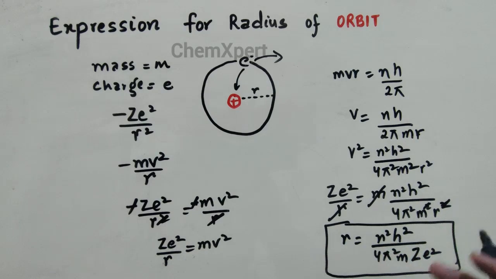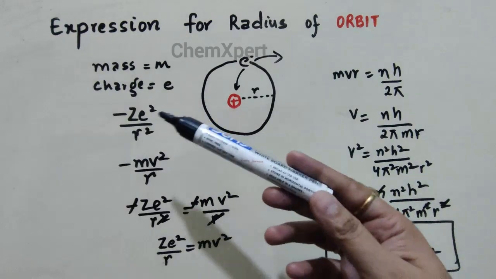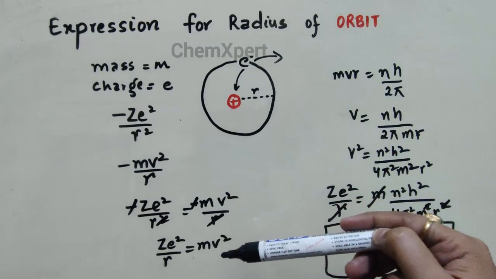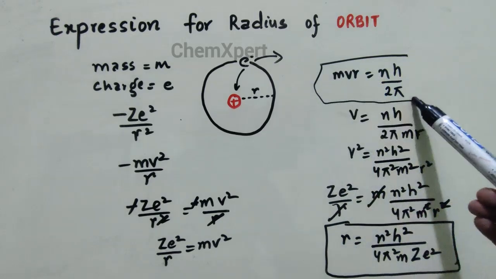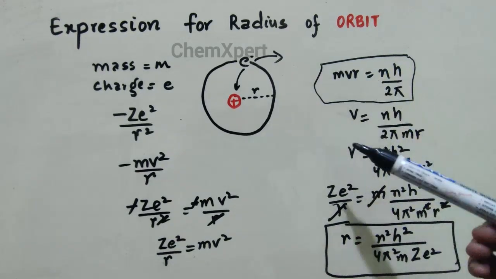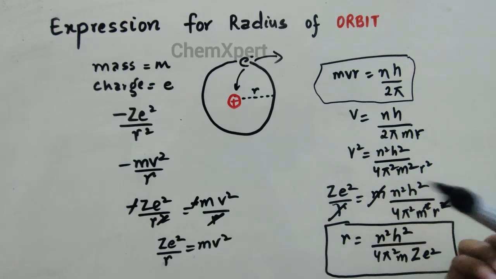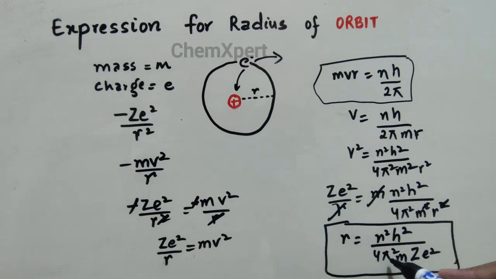So this is the relation here: r is equal to n square h square over 4 pi square m Ze square. What we have done till now is, first of all, equating the electrostatic force of attraction with the centrifugal force, which gives the expression for mv square. Then using the Bohr postulate mvr is equal to nh by 2 pi, we get the value of v square and putting this value here, we get the expression for r. In all these values, h is constant, pi is constant, m is constant, e is constant, only the z and n values can differ from atom to atom.